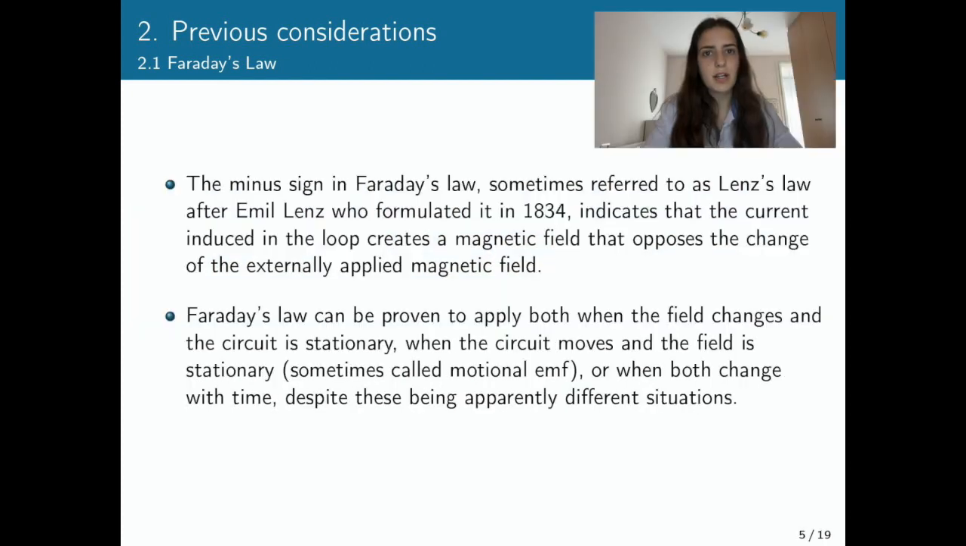The minus sign in the previously mentioned law, sometimes referred to as Lenz's law, indicates that the current induced in the loop creates a magnetic field that opposes the change of the externally applied magnetic field. Faraday's law can be proven to apply both when the field changes and the circuit is stationary, when the circuit moves and the field is stationary, or when both change with time, despite these being apparently different situations.